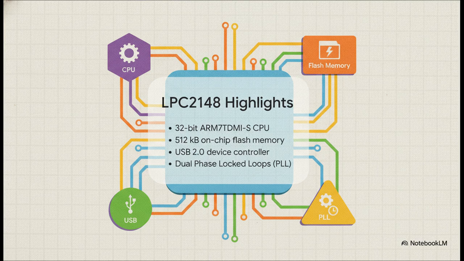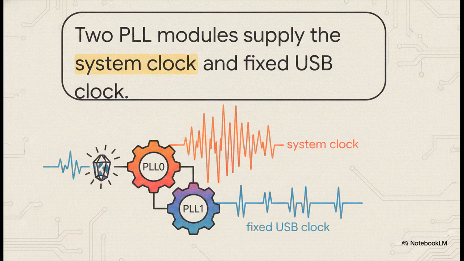The LPC2148 brings together that highly efficient 32-bit ARM7 CPU we discussed, and it pairs it with a healthy 512 kilobytes of on-chip flash memory. Furthermore, it integrates incredibly useful peripherals directly onto the silicon itself, things like a USB 2.0 device controller for high-speed data transfer and sophisticated clocking mechanisms known as dual phase-locked loops. Speaking of those phase-locked loops, or PLLs, they are absolutely crucial. They act as the precise pacemakers keeping this entire organism running in perfect synchronization.